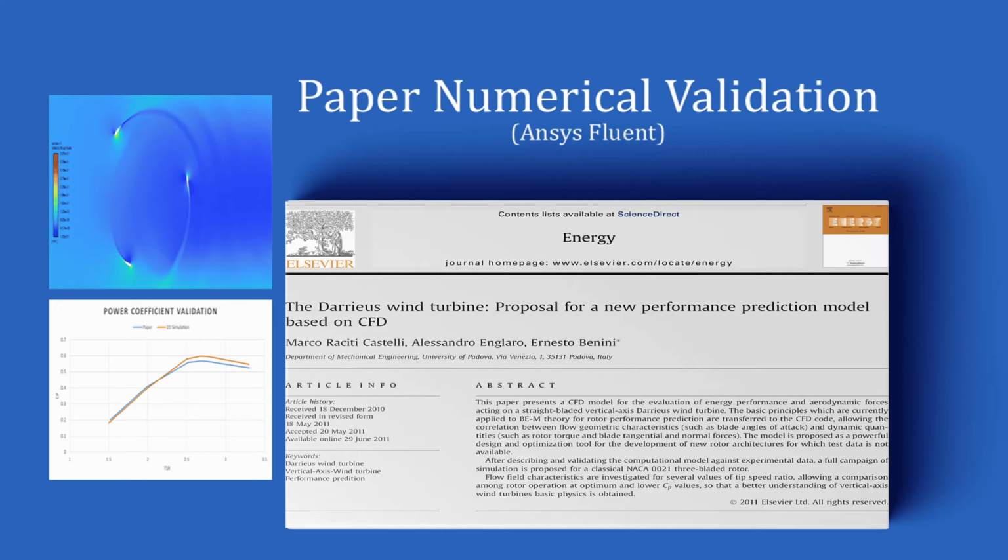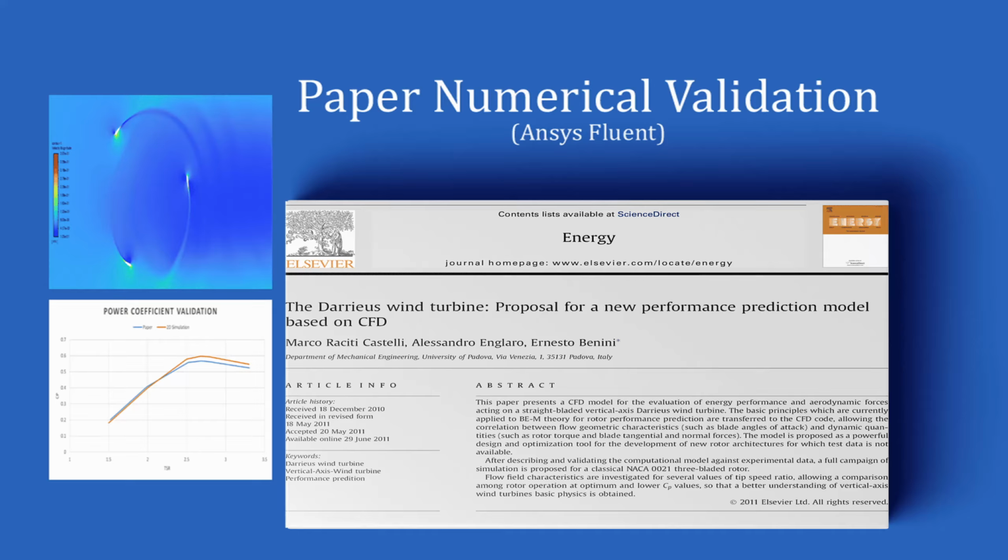This configuration allows it to capture wind from any azimuth angle, making it particularly advantageous in locations with turbulent or shifting wind directions. There are three main types of VAWTs: the Savonius, which operates on drag forces, the Darrieus, which uses lift generation, and the H-type, a modified Darrieus design with straight blades.